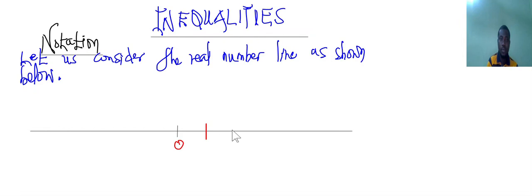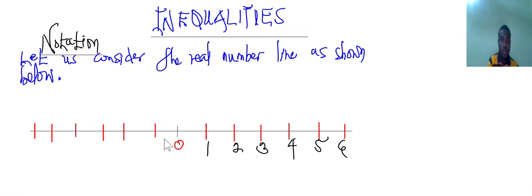Zero, 1, 2, 3, 4, 5, 6, -1, -2, -3, -4, -5, -6. Anyways, it could continue on both sides. 1, 2, 3, 4, 5, 6. 0 down towards the left. -1, -2, -3, -4, -5, -6.